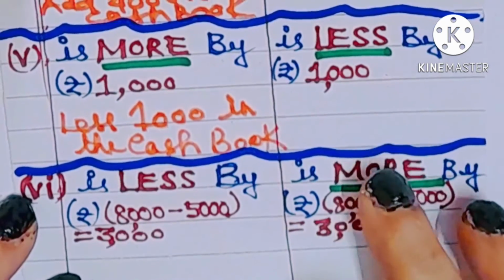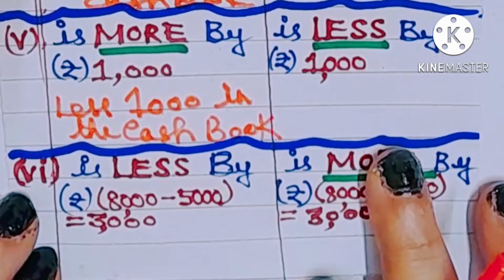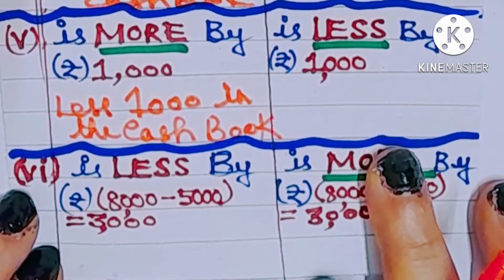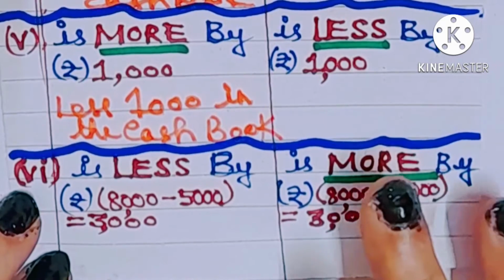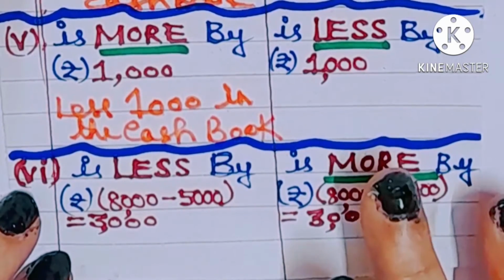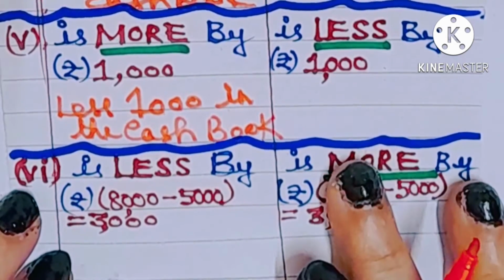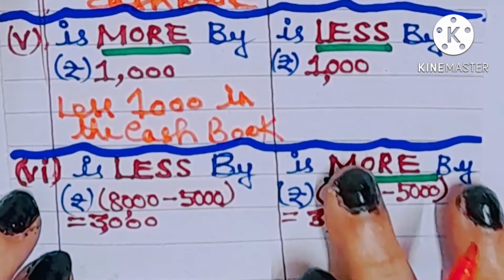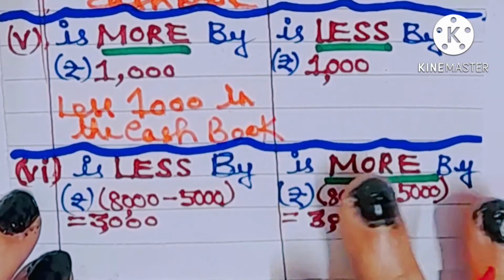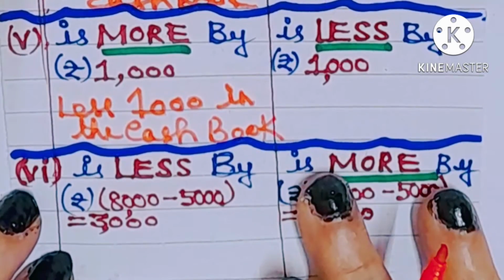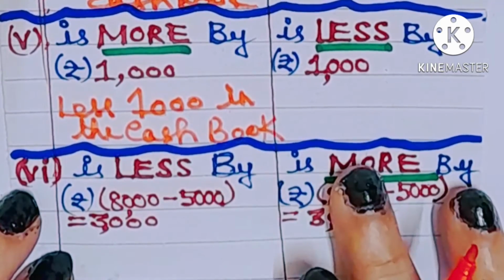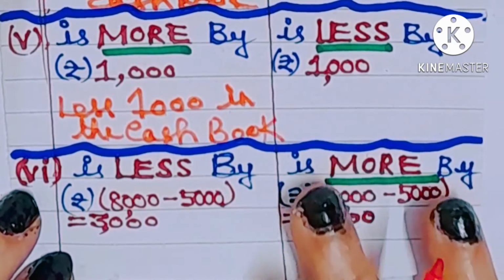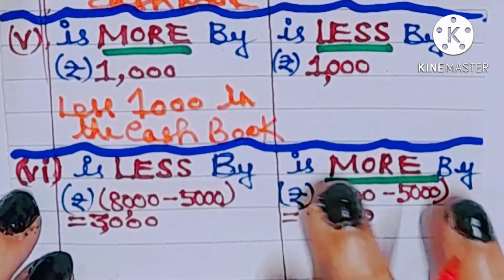So the transaction number 5 is bank charges debited in the passbook but not entered or recorded in the cash book. That means the bank has debited a charge expense. Debited means the bank has deducted 1000 in the passbook. Bank has recorded rupees 1000 in the withdrawal column or debit column. Withdrawal column is equal to debit column.